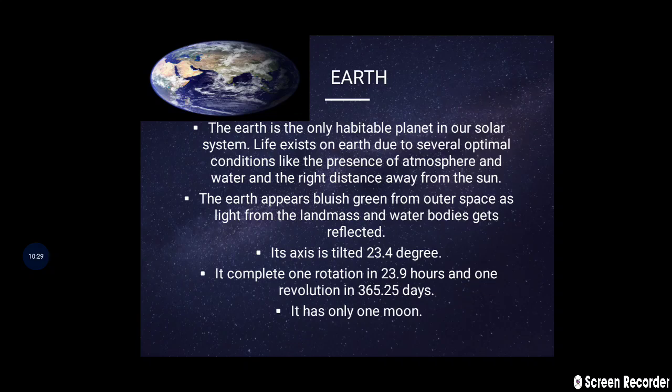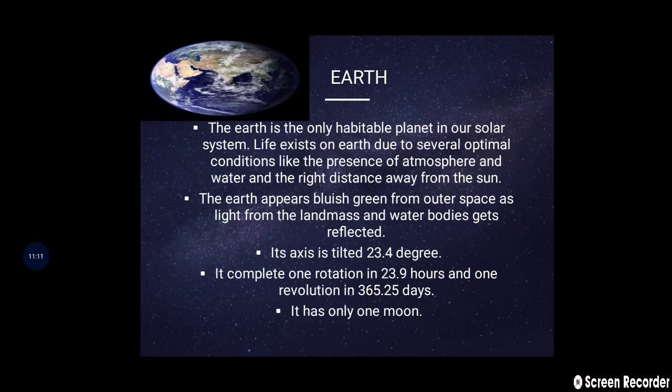The Goldilocks zone is termed so because a fixed amount of sunlight is there, not too much, not too less. One more reason why life is possible on Earth is that the Earth is present in the Goldilocks zone. Now the Earth is the only habitable planet in our solar system. Life exists on Earth due to several optimal conditions like the presence of atmosphere and water and the right distance from the sun, as I mentioned.